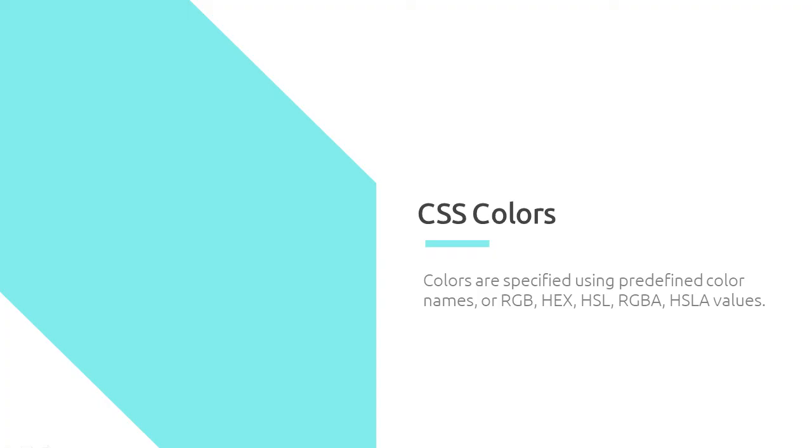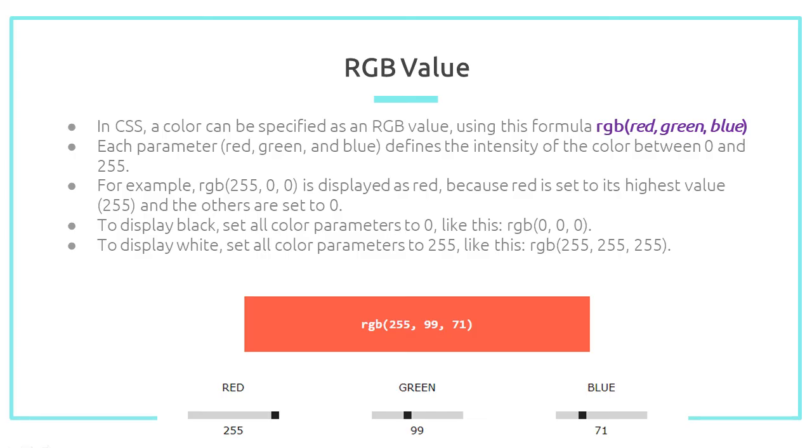CSS colors. Colors are specified using predefined color names or RGB, hex, HSL, RGBA, HSLA values. RGB value. In CSS, a color can be specified as an RGB value using this formula: RGB(red, green, blue). Each parameter, red, green, and blue, defines the intensity of the color between 0 and 255. For example, RGB(255, 0, 0) is displayed as red because red is set to its highest value, 255, and the others are set to 0.